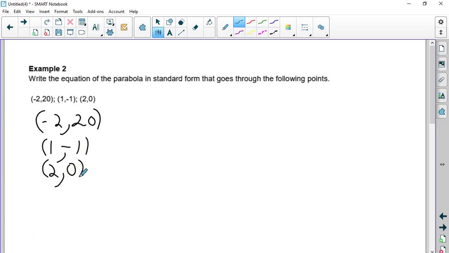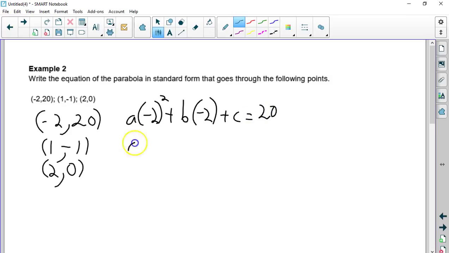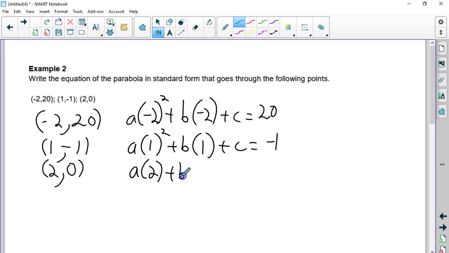And now, I always write A, and I put negative 2 squared, plus B, negative 2, plus C equals 20. And then I'm going to write my A, and I'll put 1 squared, plus B, 1, plus C equals negative 1. And last but not least, I write my A, put my 2 squared, plus B, put my 2, plus C equals 0. Now I just clean that up, and you can do it underneath, you can do it side to side, whatever you want to do.